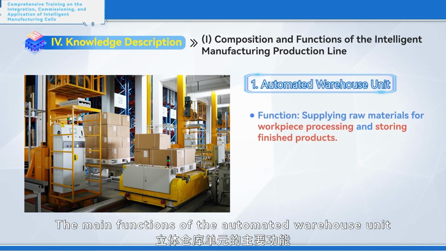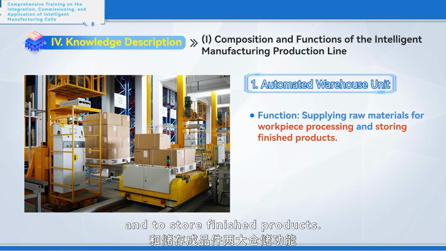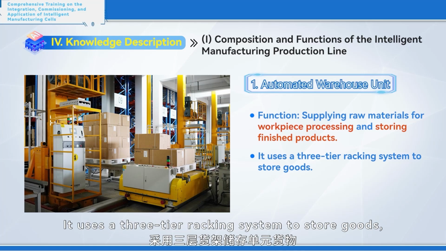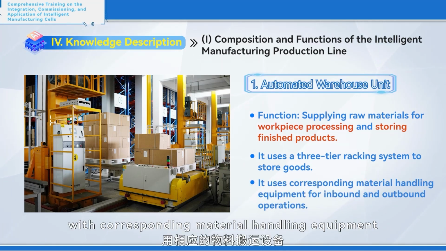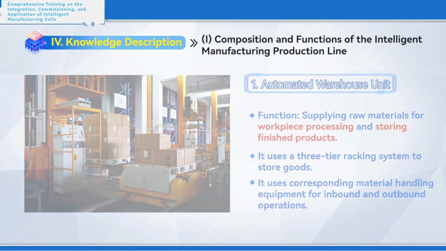1. Automated warehouse unit. The main functions of the automated warehouse unit are to supply raw materials for workpiece processing and to store finished products. It uses a three-tier racking system to store goods, with corresponding material handling equipment for inbound and outbound operations.